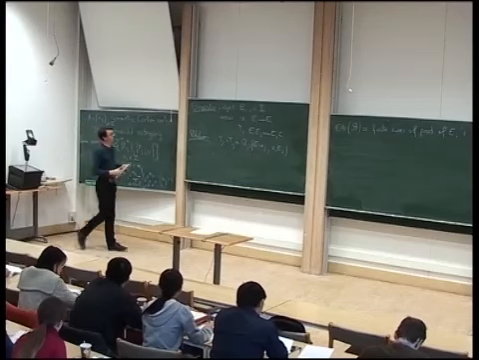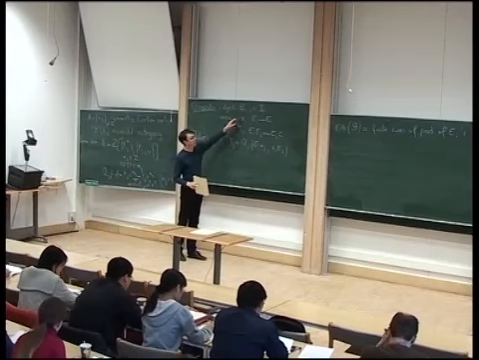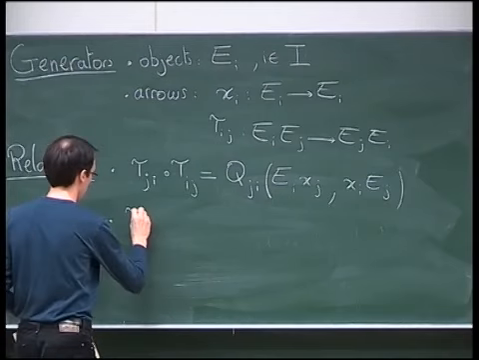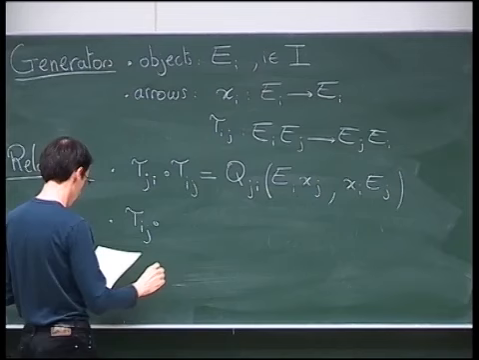The second type of relations involves commuting a tau and an x.